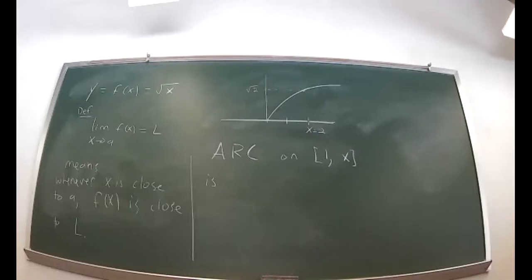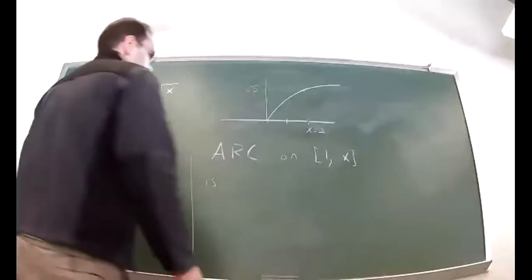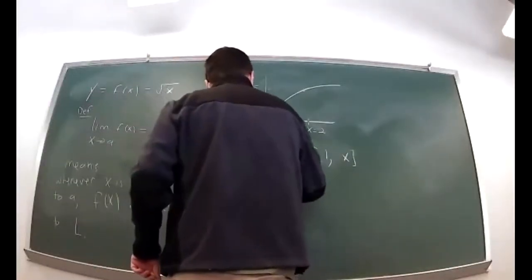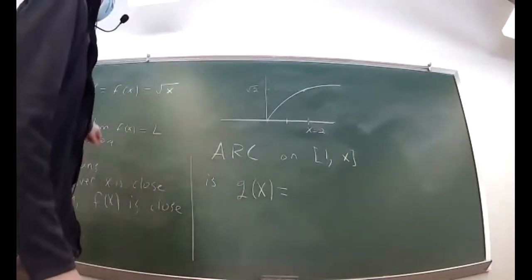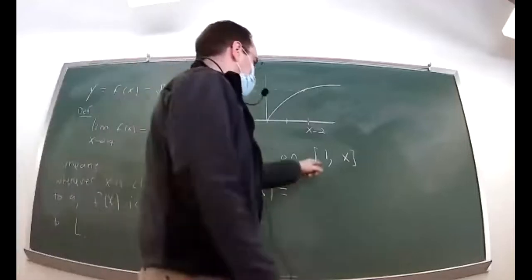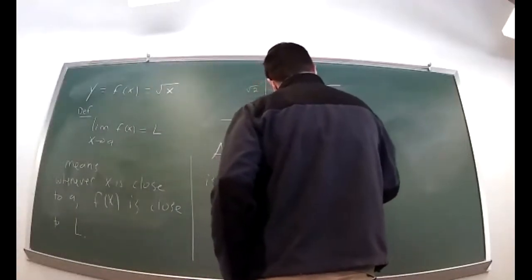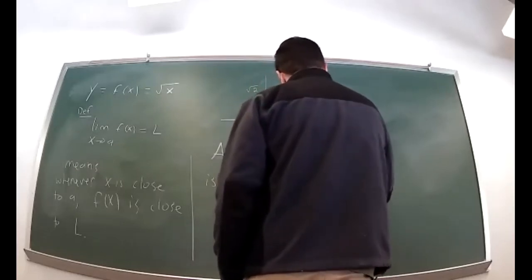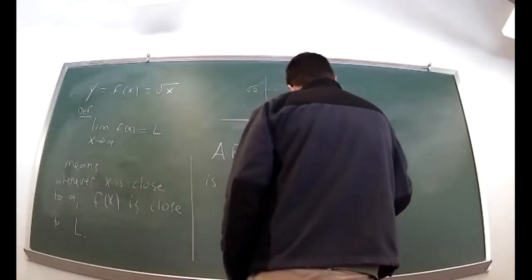So after giving you a minute to write down the definition of average rate of change, I'll also write it down. I'm going to call it g of x. That'll be a new function I'm defining. So the average rate of change of square root of x on this interval is going to be square root of x minus square root of 1. Square root of 1 equals 1, divided by x minus 1.